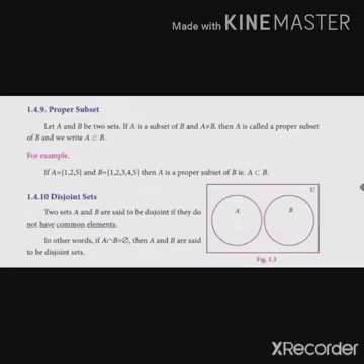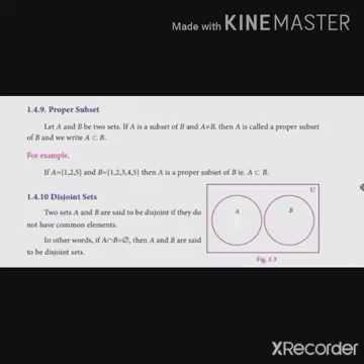For example, A is equal to {1, 2, 5} and B is equal to {1, 2, 3, 4, 5}. The set A has 3 elements and the set B has 5 elements. Here B is the greater set, so A is a proper subset of B. That is, we have to write A is the proper subset of B. Here B is the greater set, A is the smaller set.